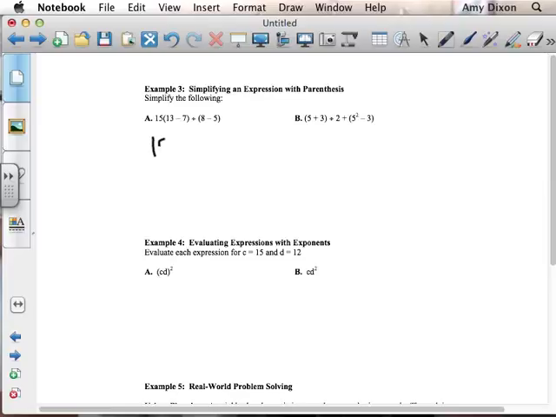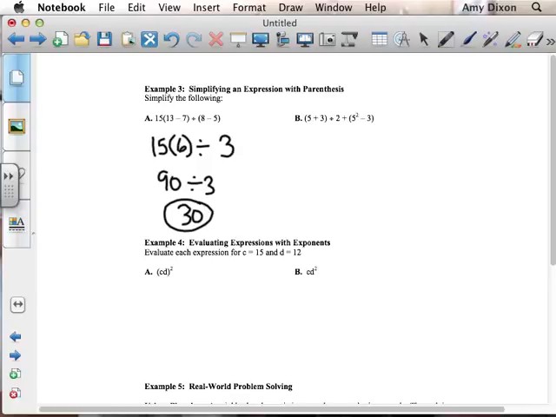So we do 15, and then 13 minus 7 is going to give us 6, divided by 8 minus 5, which is going to give us 3. I'll go ahead and get rid of those parentheses since we're done with everything inside those parentheses. Then we have 15 times 6. When we take 15 times 6, you're going to get 90. And 90 divided by 3 gives you 30. So that's our answer on that one.